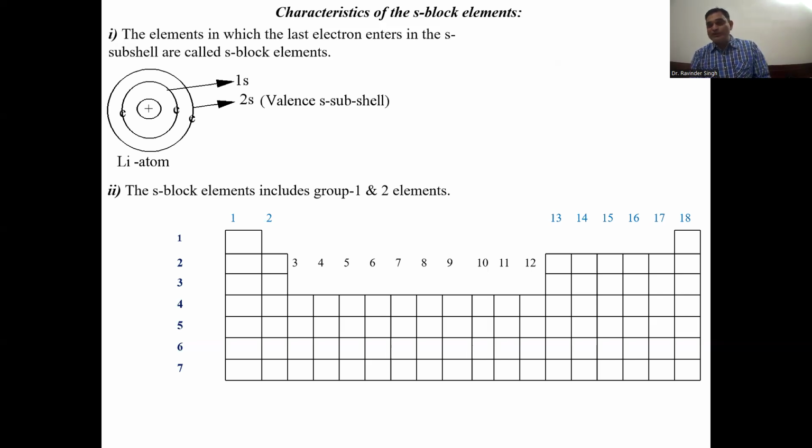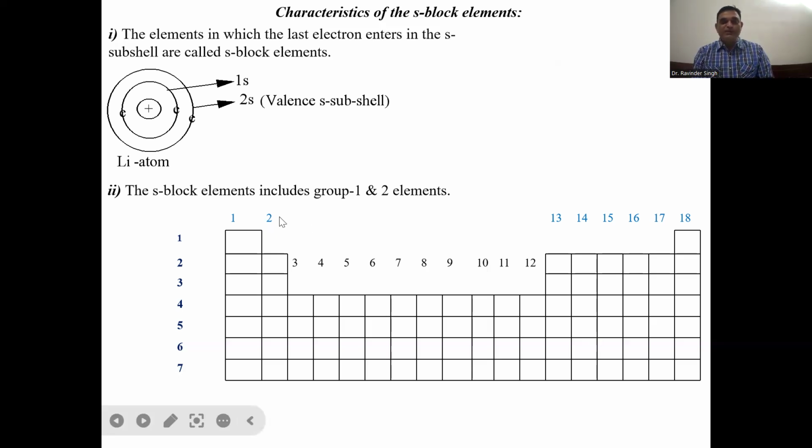In that way, we can also explain the number of groups in the P block, D block, and the F block. So currently in the S block, on the basis of the fact that the S subshell has only one orbital, and one orbital can have a maximum of two electrons of opposite spin according to the Pauli exclusion principle, we can say that the S block elements include only two groups, group number 1 and group number 2.